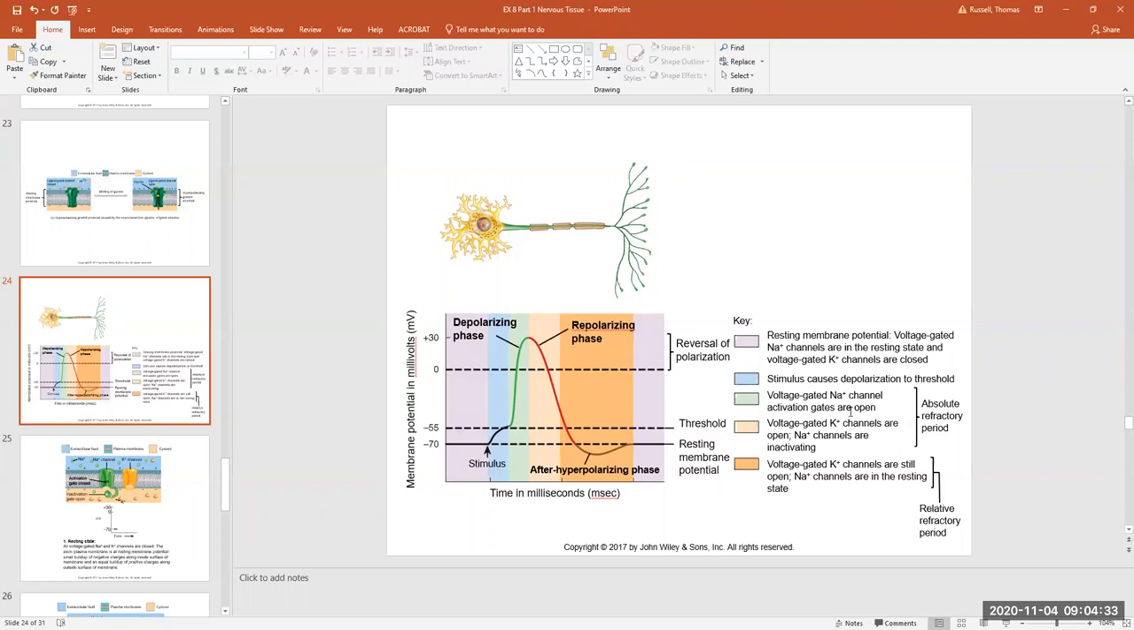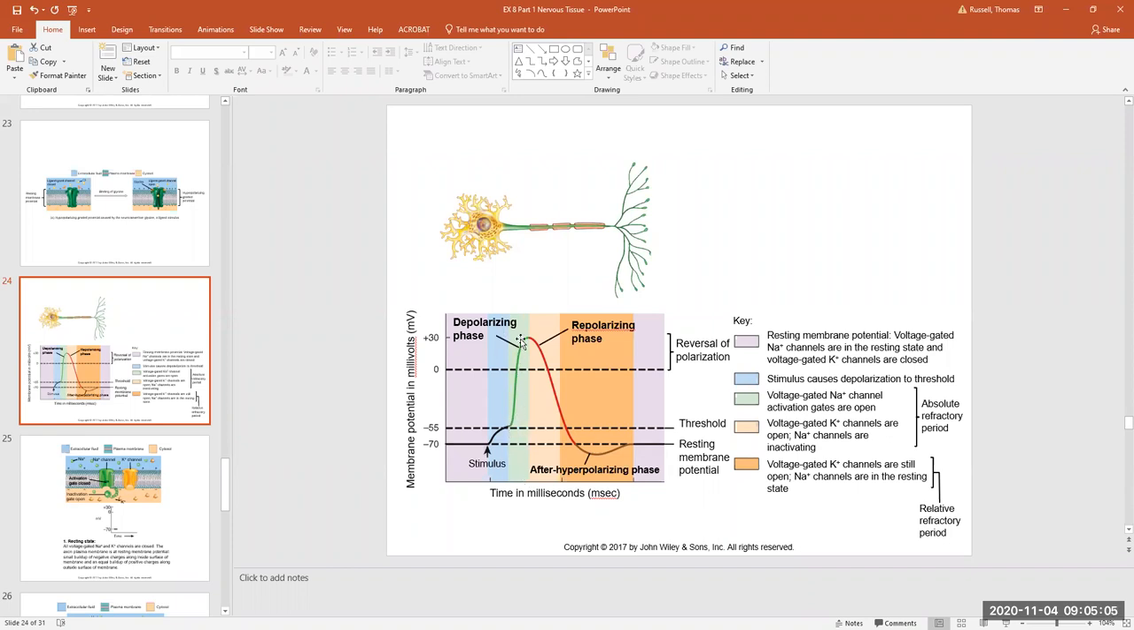The voltage-gated sodium channels, when they open, allow sodium to move into the cell again, which means we become more positive, in which case we become more positive by a lot. You actually surpass zero and reach the positive range of the number line, up to a positive 20 to a positive 30. That's because we gain a whole bunch of sodium ions at one time.